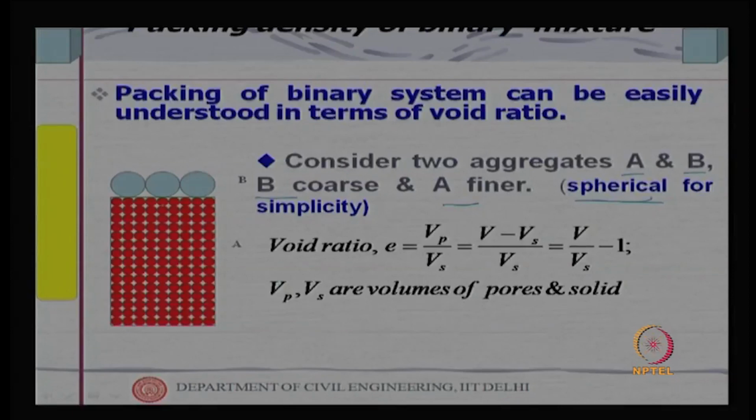Volume of voids divided by volume of solid, or volume of pores divided by volume of solid. So, we define void ratio as volume of pores divided by volume of solid, which is V minus Vs, where V is the total volume, divided by Vs. So, V by Vs. We can write void ratio as V divided by volume of solid minus 1.